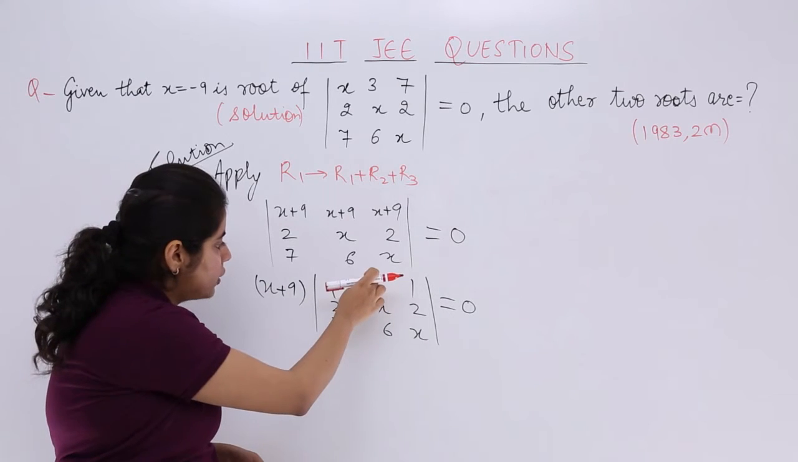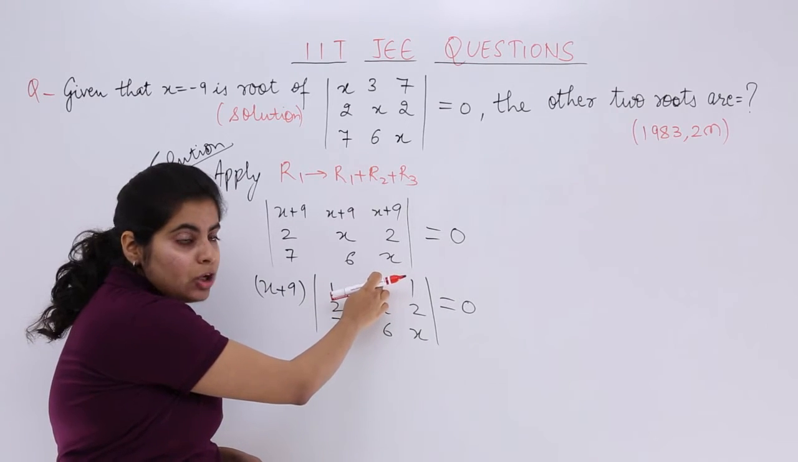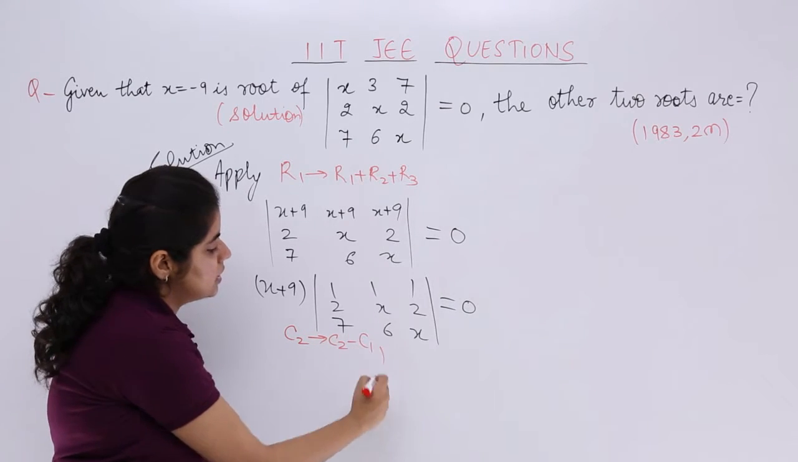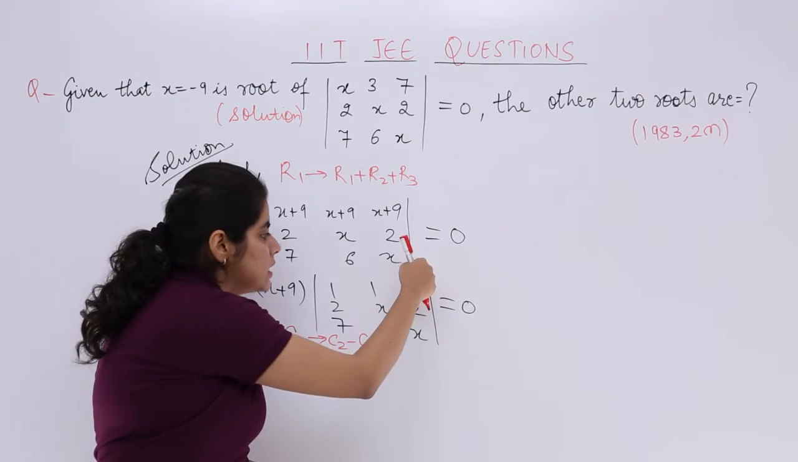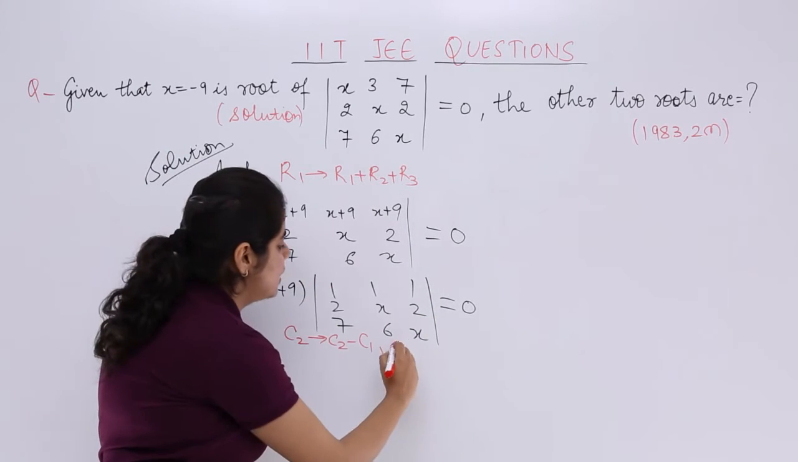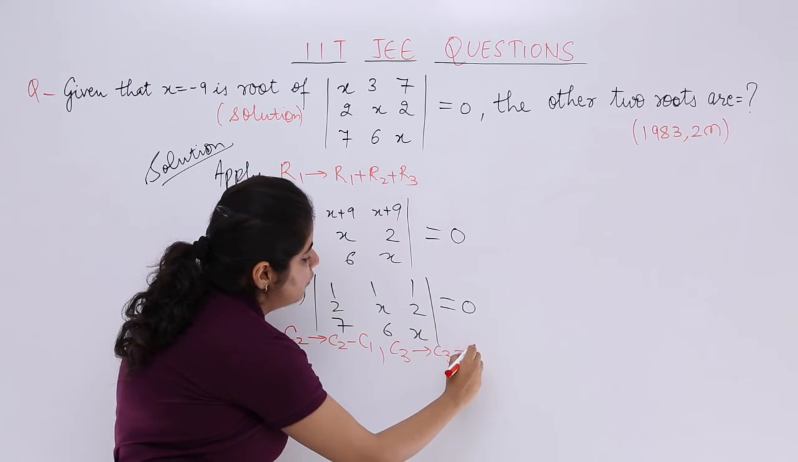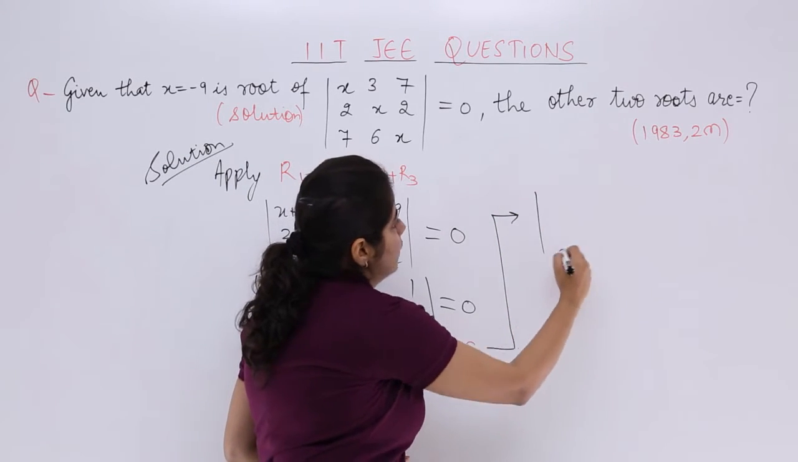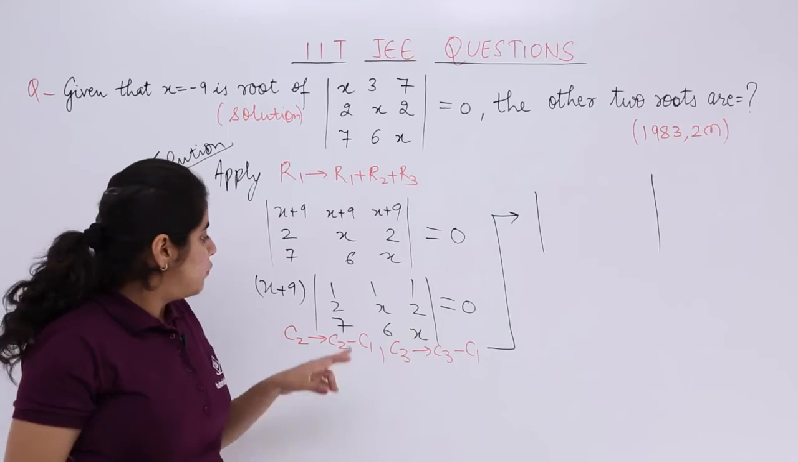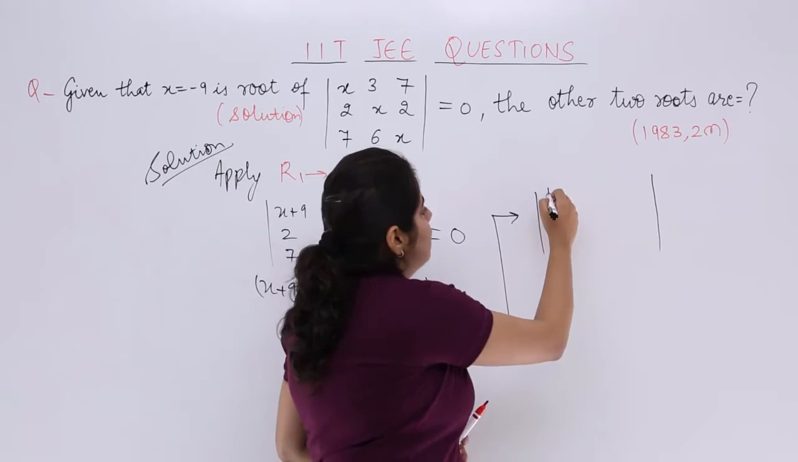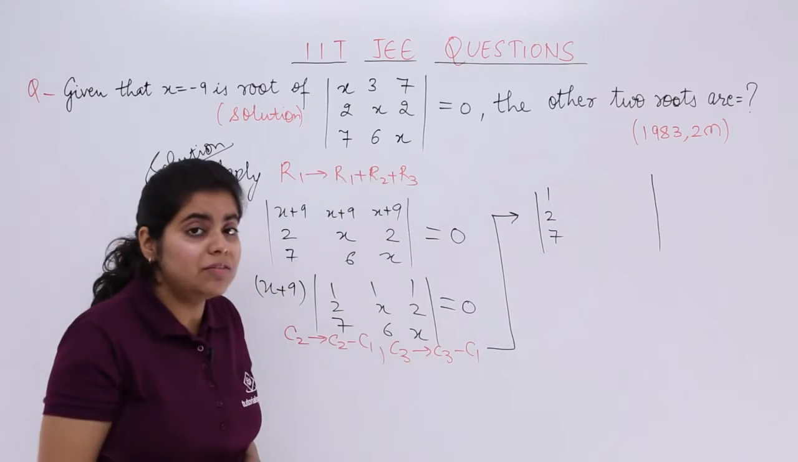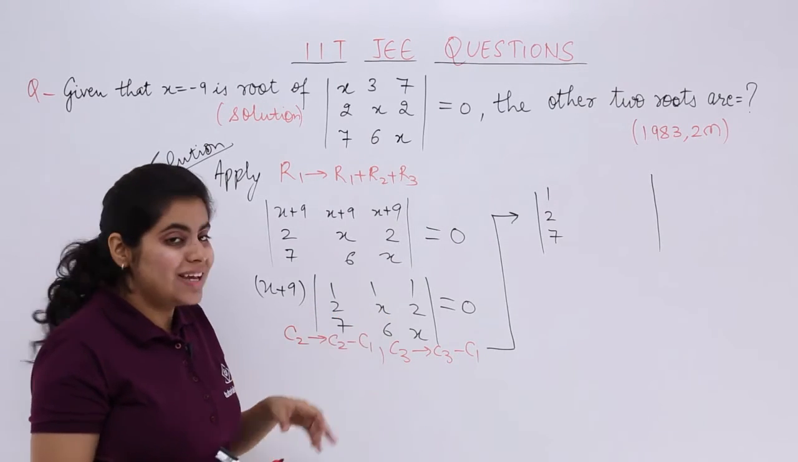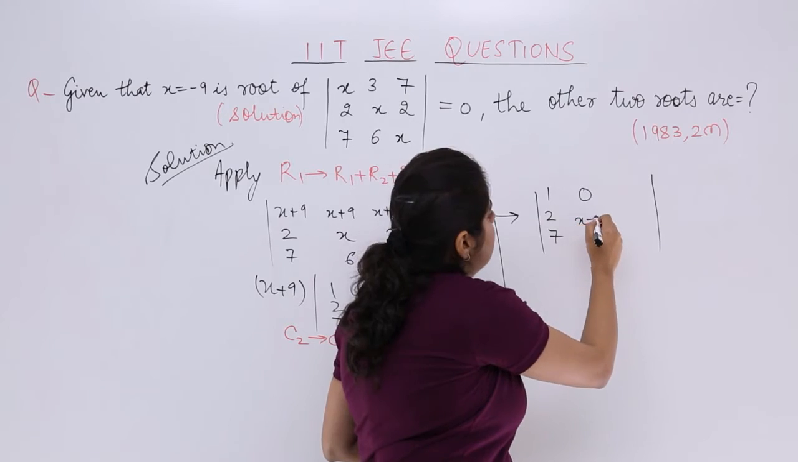What if I subtract C2 minus C1? I apply in C2, C2 minus C1. Similarly, in C3 also if C3 minus C1 is applied, I will be getting maximum zeros. How? Let's see. Things will change. The first column does not change, 1, 2, 7 remains as it is. Then we have C2 minus C1. So it is 1 minus 1, 0, x minus 2, so 0, x minus 2.